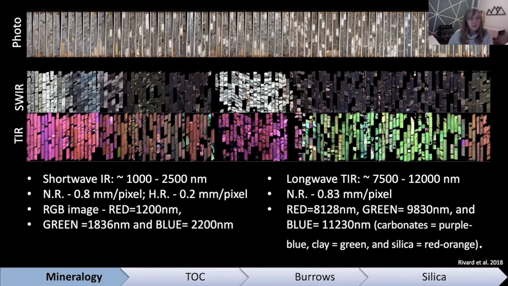If you needed higher resolution data, you can actually move the stage and image at 0.2 millimeters per pixel for a higher resolution image. The long-wave infrared scanner is not at the same resolution. It's a little bit less, so it's getting close to being a millimeter per pixel, 0.83. And you can see from the imagery immediately, what these are is the shortwave infrared and thermal infrared.